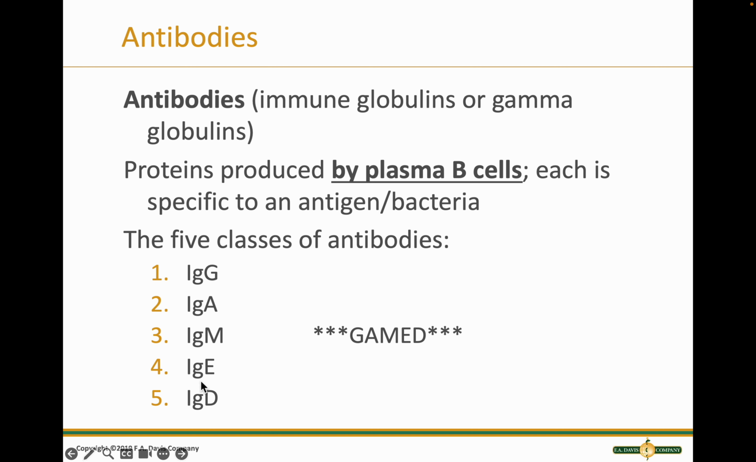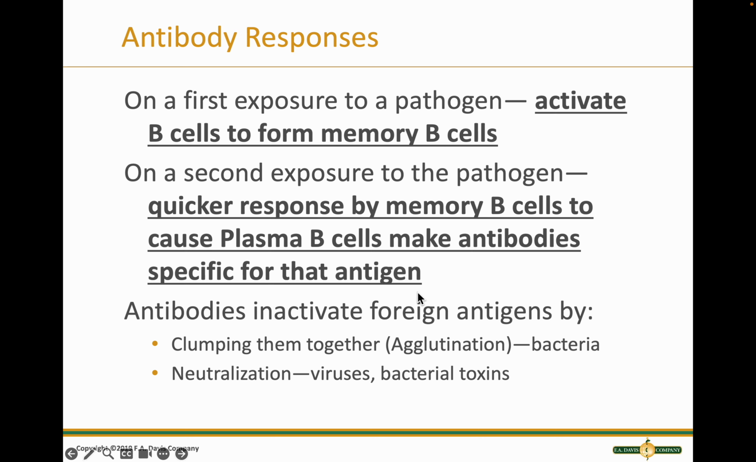There are five classes, little flavors, and you can remember just the letters GAMED, gamed. These are just different subtypes of antibodies that are used in different parts of the body.